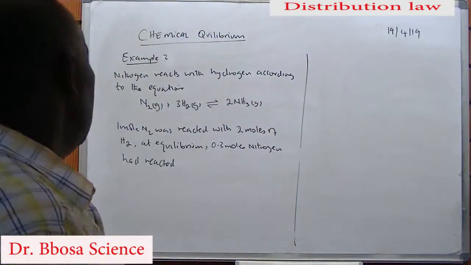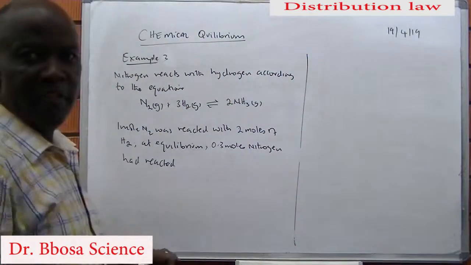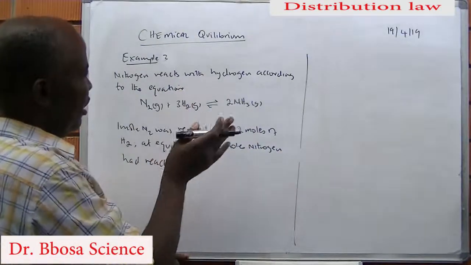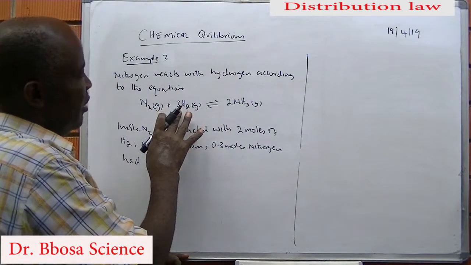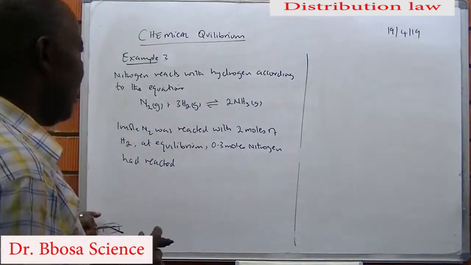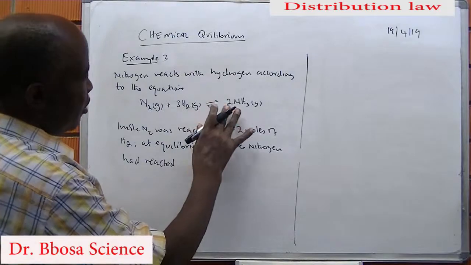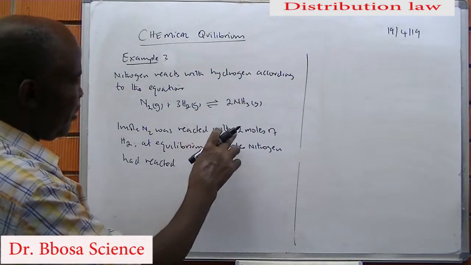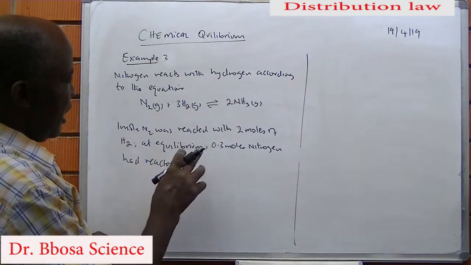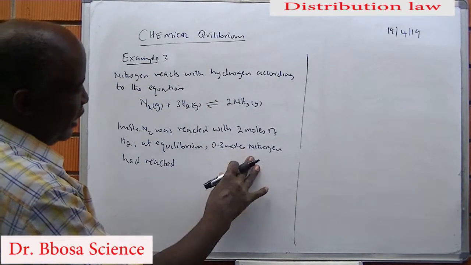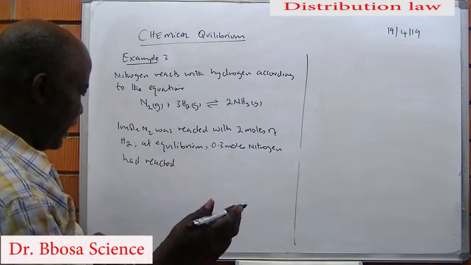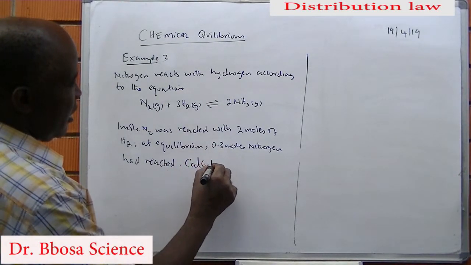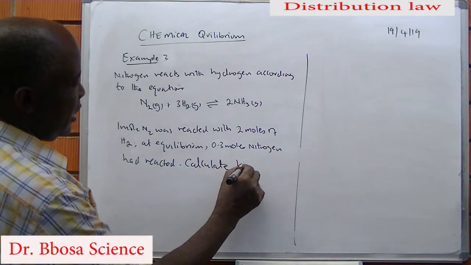Example 3, we are just rephrasing the equation. Nitrogen reacts with hydrogen according to the equation nitrogen plus 3 moles of hydrogen is equal to 2 moles of ammonia. 1 mole of nitrogen was reacted with 2 moles of hydrogen. At equilibrium, 0.3 moles of nitrogen had reacted. Calculate Kc.